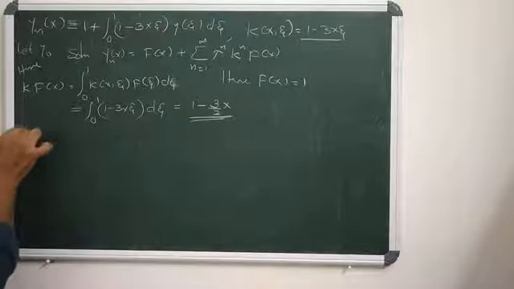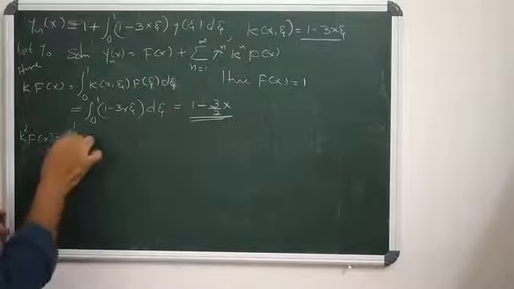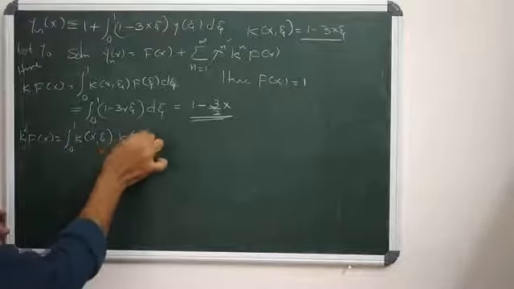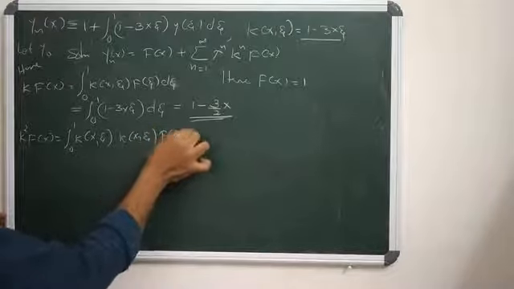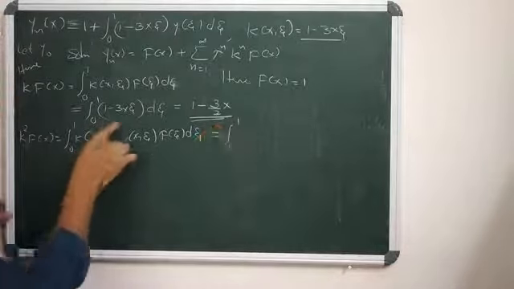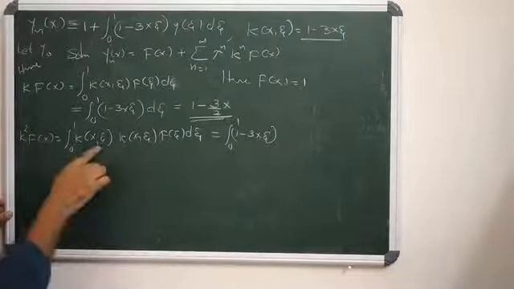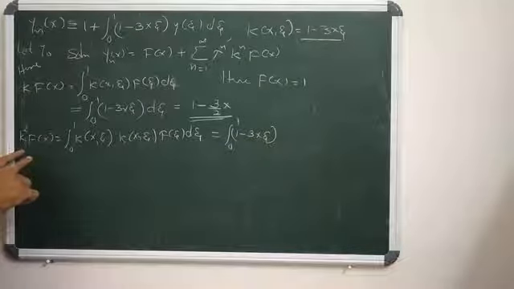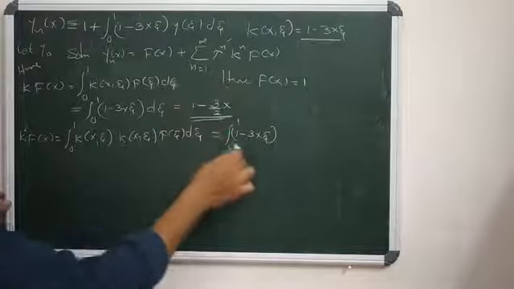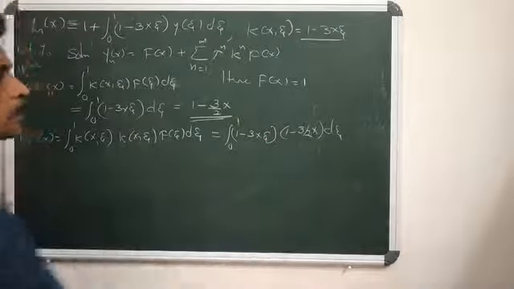What is k square f of x? It equals the integral from 0 to 1 of k x theta into k f of theta d theta. So that equals the integral from 0 to 1 of (1 minus 3x theta) into k f of x. What is k f of x? It is 1 minus 3 by 2x. So it is 1 minus 3 by 2x d theta.